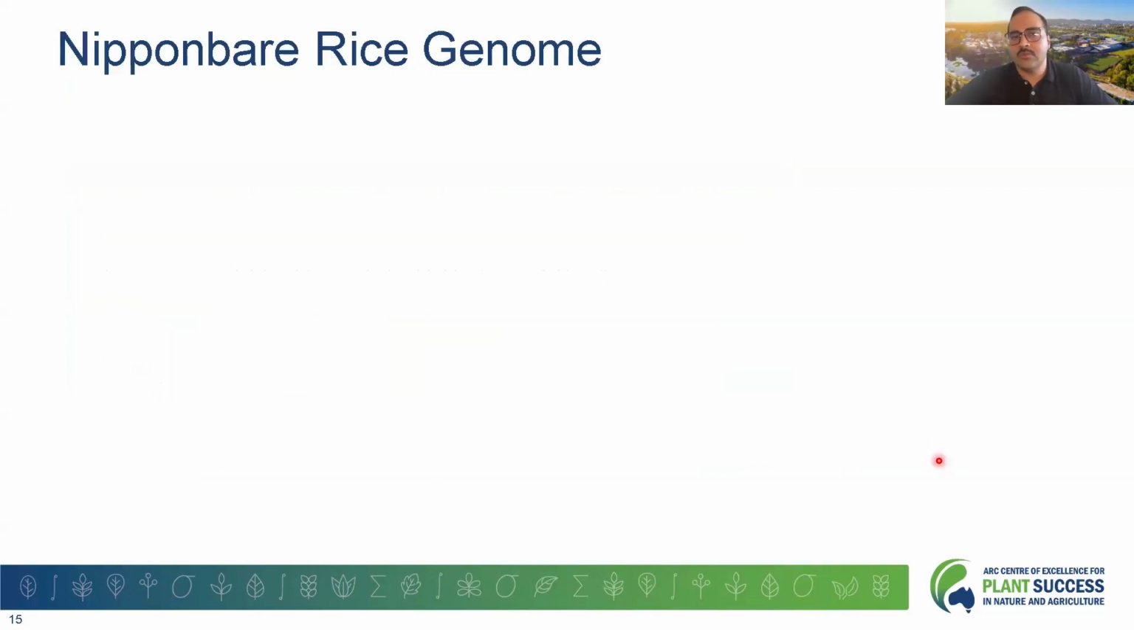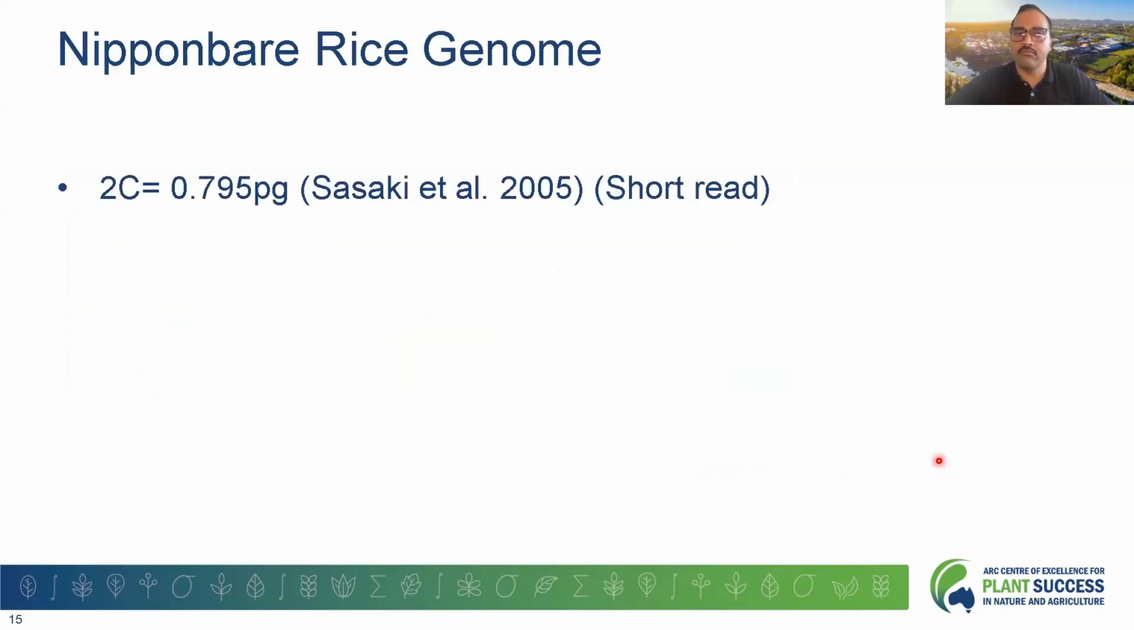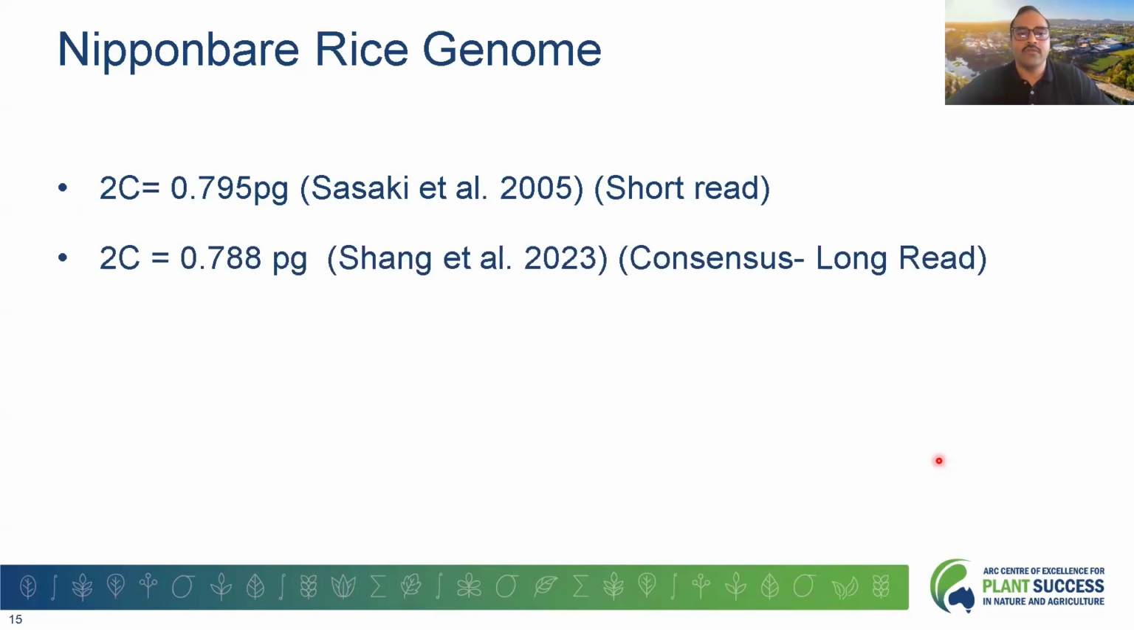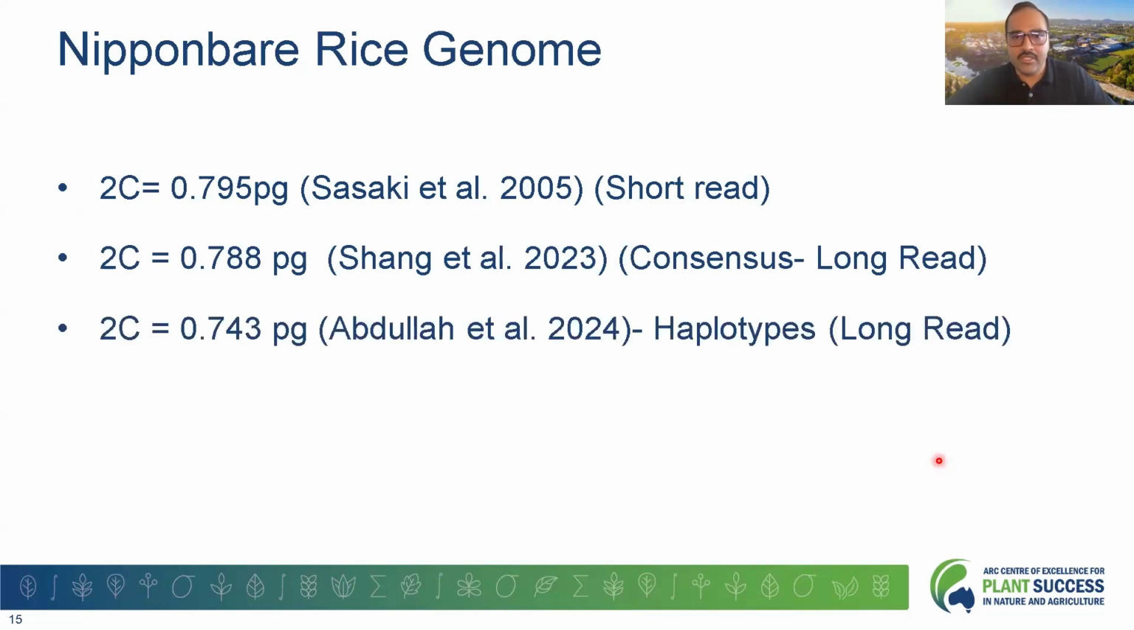We took the Nipponbare rice genome. Nipponbare rice has been sequenced frequently, 3-4 times at least. The first instance was based on short read sequencing, which was done in 2005. At that time, the rice genome was considered as 0.795 picograms. And one of the recent complete genomes was based on long read sequencing technologies, but that was based on consensus sequence. How the consensus sequence works, we'll talk a little bit later.